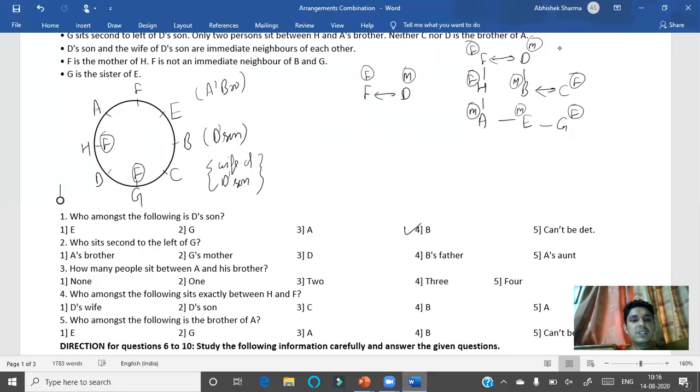Thereafter, who sits second to the left of G? So second to the left of G here is H, and H is not A's brother, H is G's mother. So the answer will be G's mother.